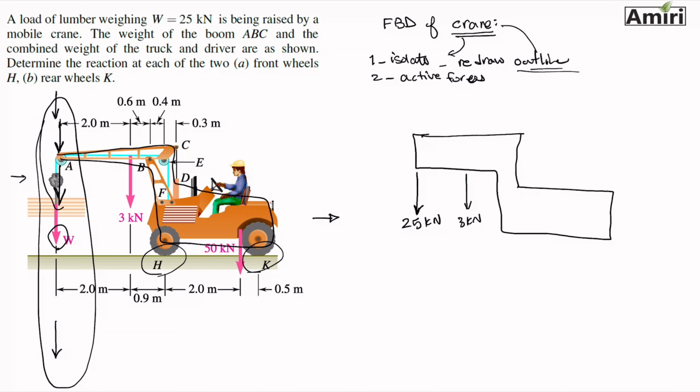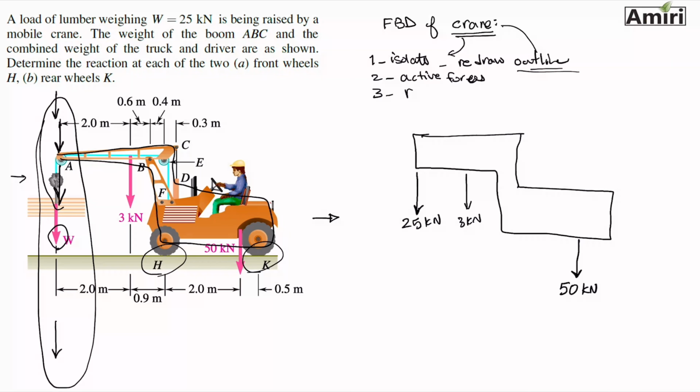Next, the next active force that I see is this 50 kilonewtons, and it is pushing down. It's a weight. Weight is always going down. So these are the 3 main active forces that I see. I don't see any other moments, any other forces, anything else.